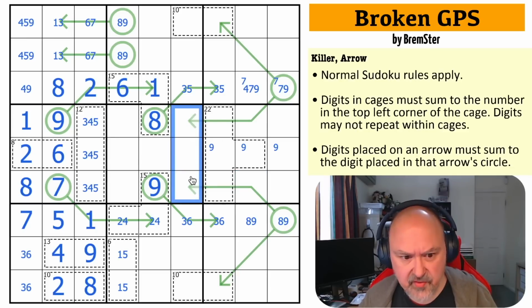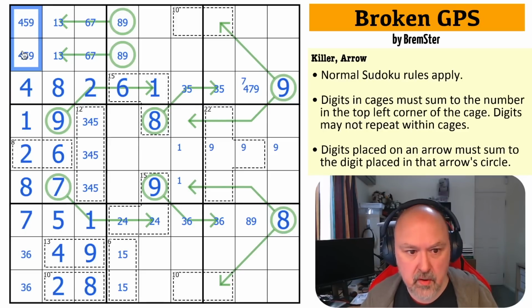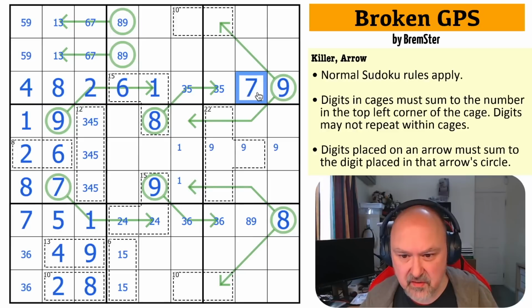One is in one of those 3. Actually, 1 is not there. There's no 1 on this arrow. So this isn't a 7. This is a 9. This is an 8. That makes this 4. And that makes that 7. The 8 makes that 9.